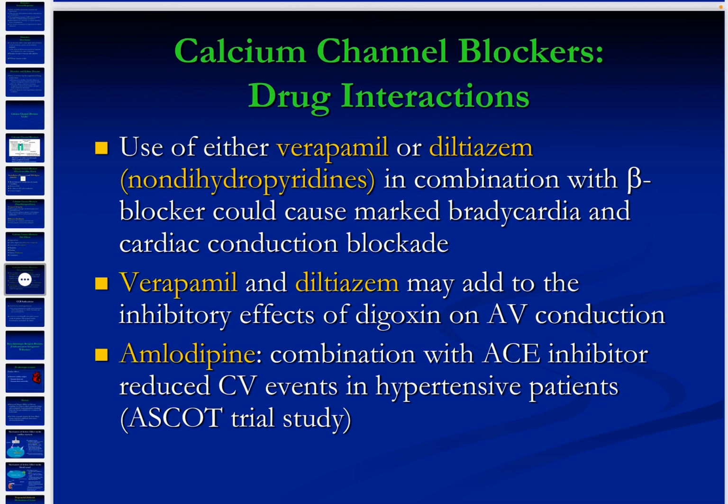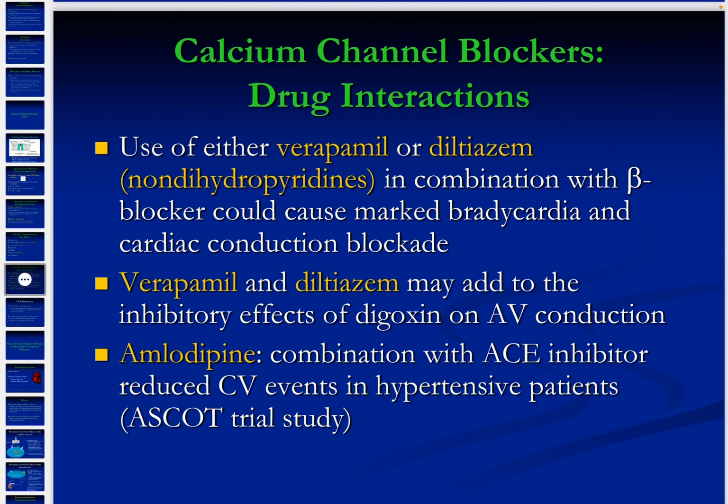So what about drug interaction? The use of verapamil and diltiazem in combination with beta blocker could cause a marked bradycardia and cardiac conduction blockage. We said it's not an absolute contraindication, but we have to be careful, and if we have another alternative, we don't combine them. In addition, they also add to the inhibitory effect of digoxin on AV conduction. So combining them with digoxin is also problematic.